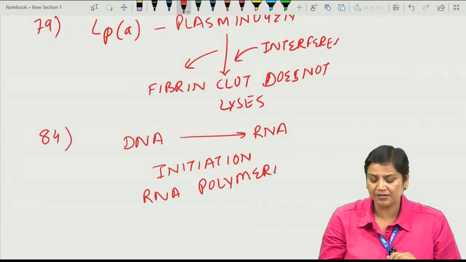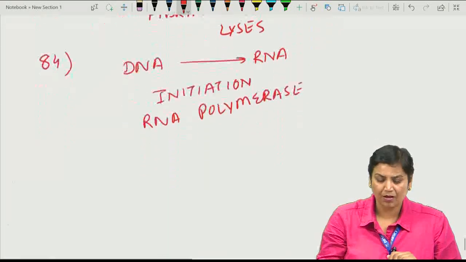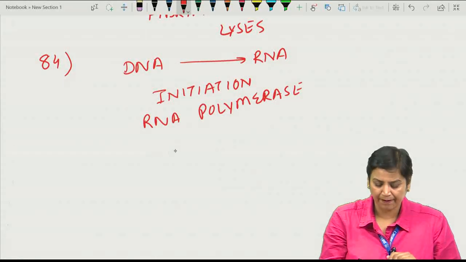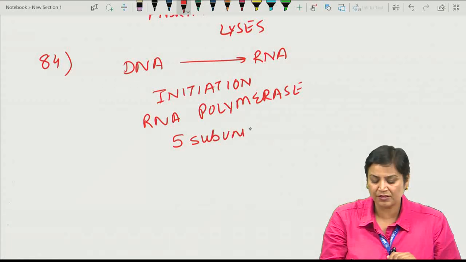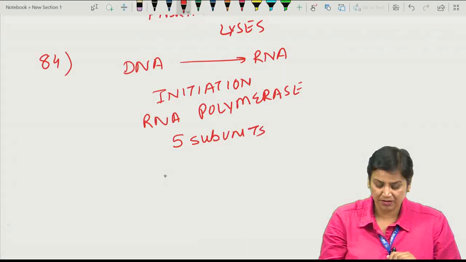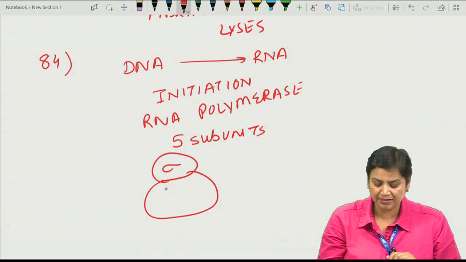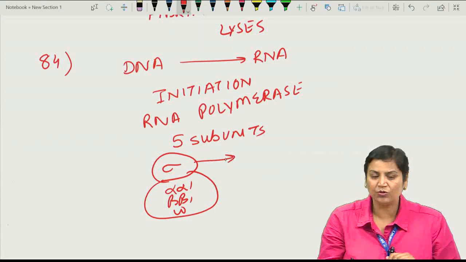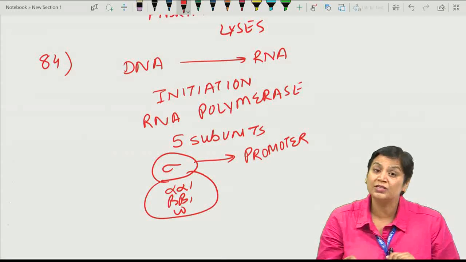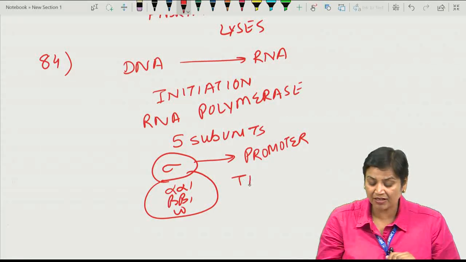This RNA polymerase has 5 subunits in prokaryotes: the sigma subunit, alpha, beta, beta dash, and omega. This sigma subunit helps in recognition of the promoter sequences. Promoter sequences mean the place from where transcription has to start, and these are rich in the TATA box.